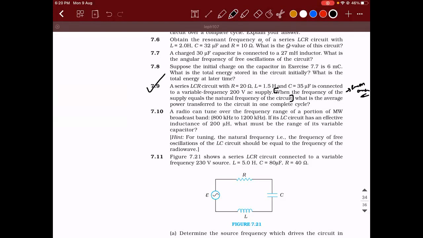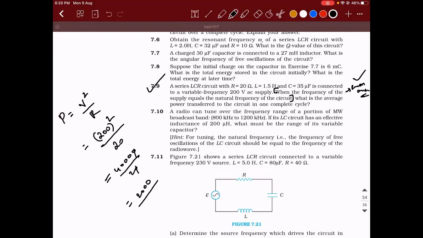So what will be the answer? Under resonance condition, what is the average power transfer to the circuit in one complete cycle? Power is equal to V square divided by R. That's it. V is how much? We know that in the condition of resonance, a series LCR circuit behaves like a purely resistive circuit. So V is 200. So 200 square divided by R, which is 20. So it will be 40,000 divided by 20. Cancel it. It will be 2000 watt, or it can be 2 kilowatt also.